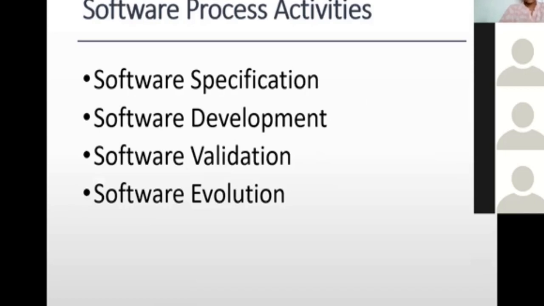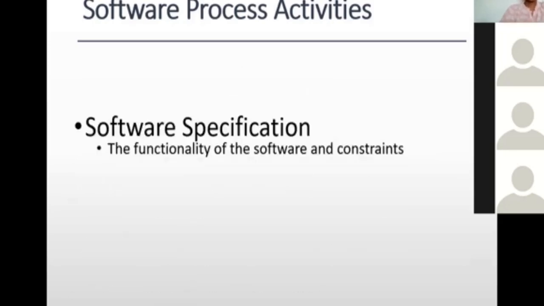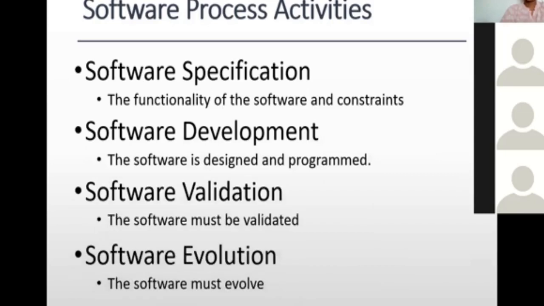In the software process, like the tea making process, we have steps like boiling water and pouring into the cup. Here we have several steps. What are those? Software specification, software development, software validation, and software evolution. So what are those?